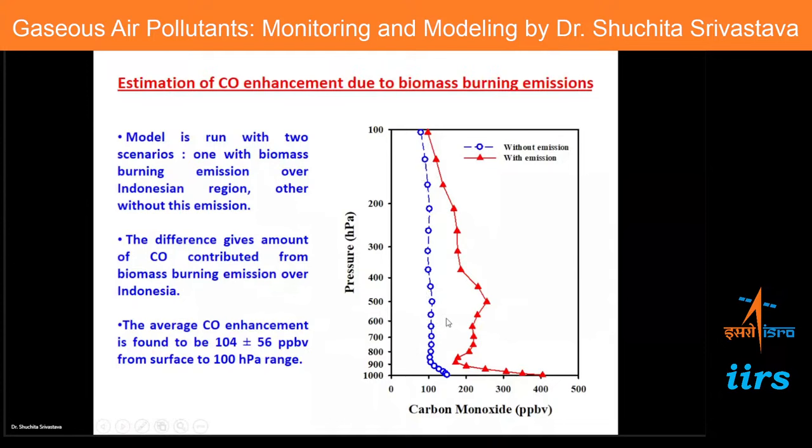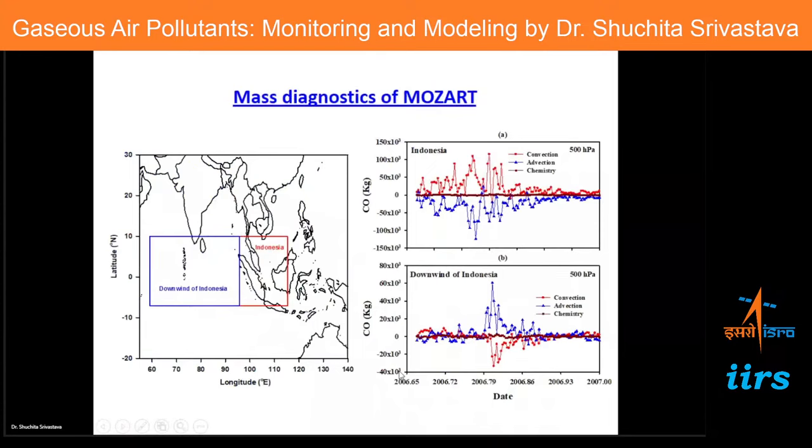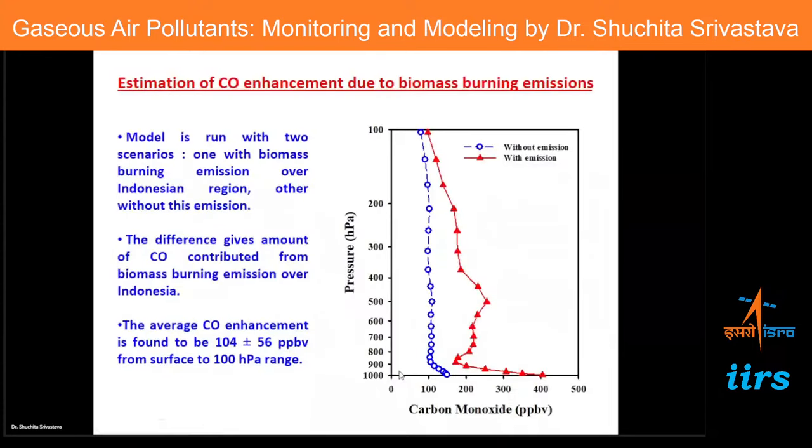So you can see we have switched off the emission over the Indonesian region, and we ran the model again to identify how much contribution is coming because of that particular pollution episode. If we switched off the biomass burning emission over Indonesia, we saw that the average CO enhancement is found to be 104 plus minus 56 ppbv from surface to the 100 hectopascal range.